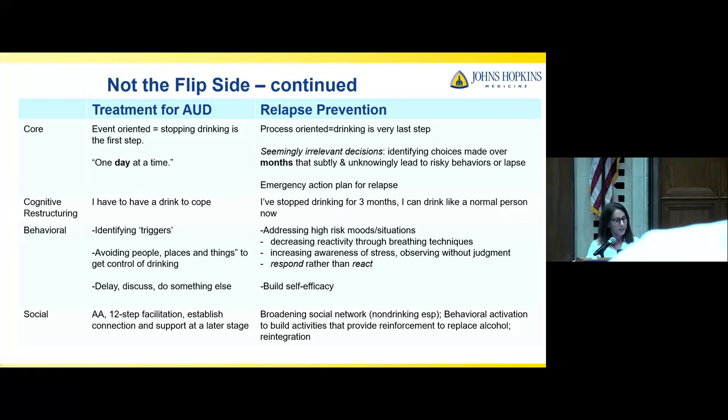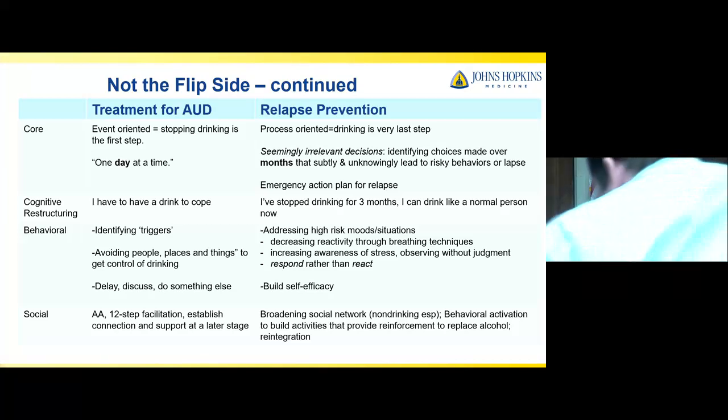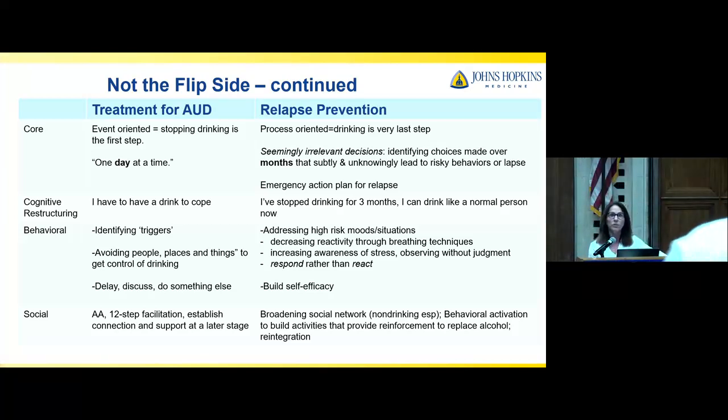So your techniques in alcohol use disorder are delay, discuss, do something else, whereas relapse prevention is a lot about building self-efficacy. And finally, social differences. Early in alcohol use disorder treatment, you want to connect to other people who've been through or are going through what you're going through. And here in relapse prevention, you're focusing more on building a social network, building what they call behavioral activation, which is a fancy word for building in new activities that provide you reinforcement that will replace your alcohol use.